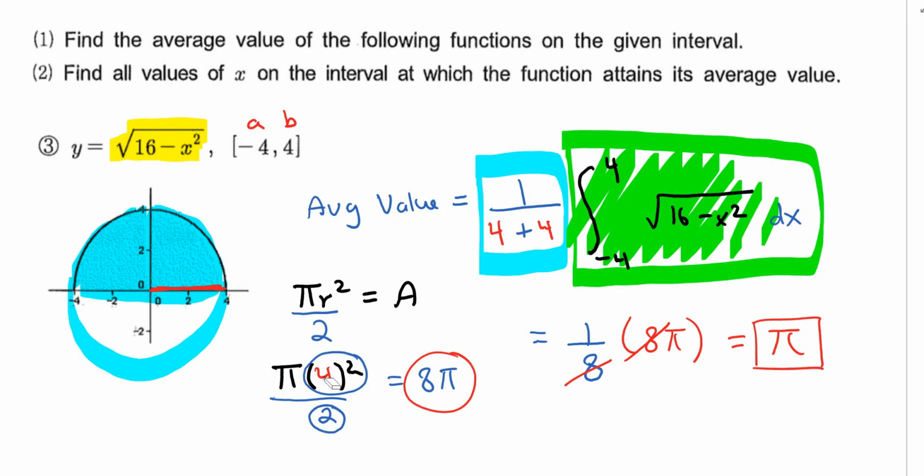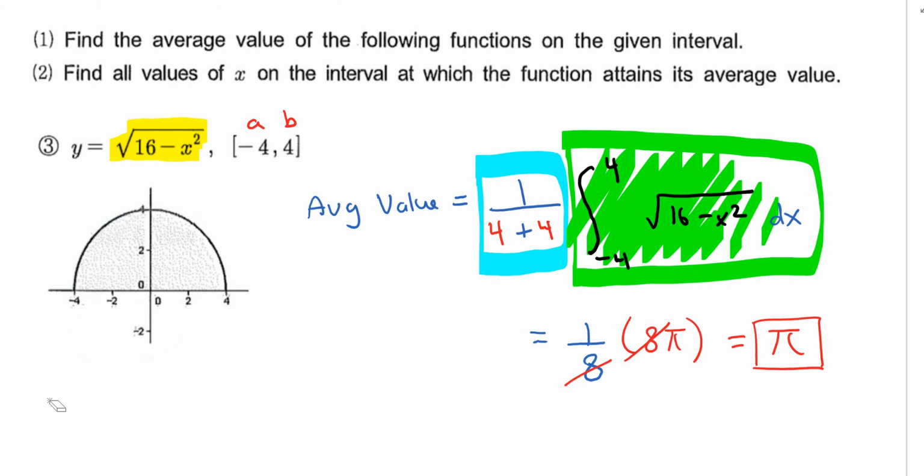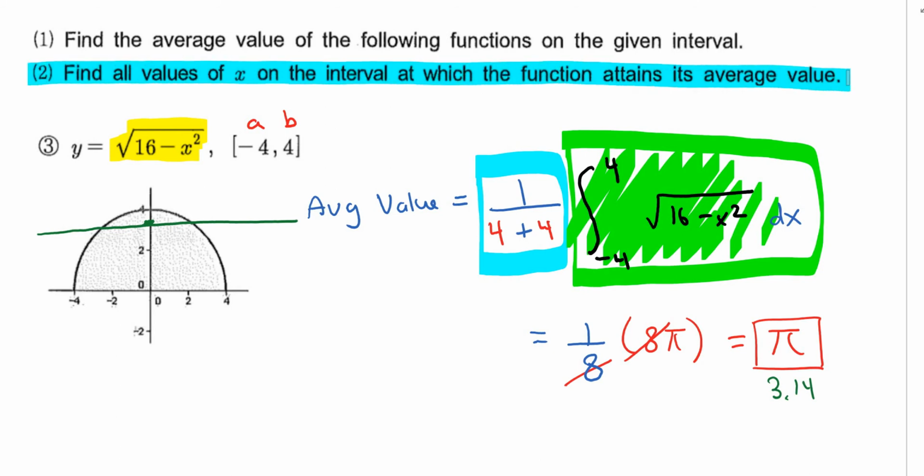Okay, so let's erase all this, and let's erase our original diagram here. So my average value is pi. Pi is about 3.14, so if I look at my original graph, 3.14 is probably around here. So this is my average value right there, pi. Then part 2 is asking to find all the x values where the original function has a height of pi. So there's probably going to be 2. The two x values are these orange question marks right here.